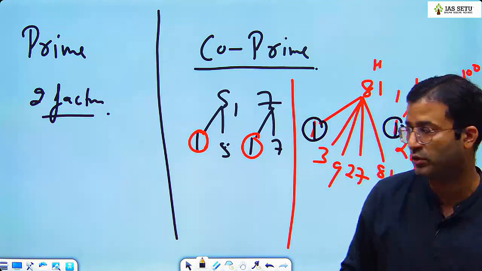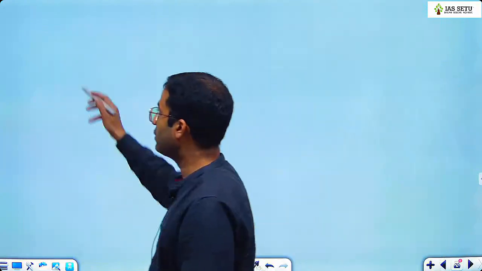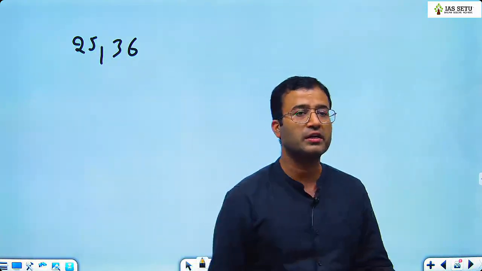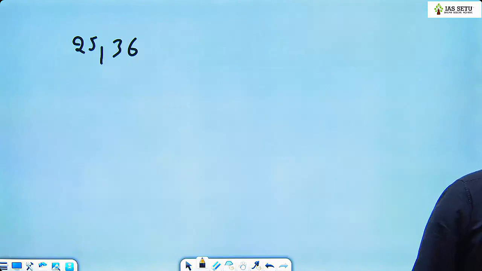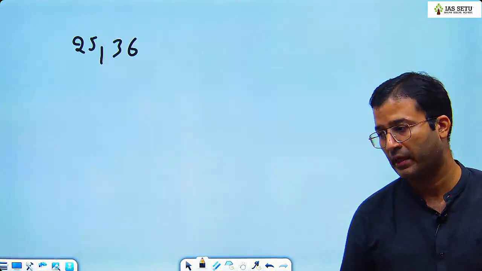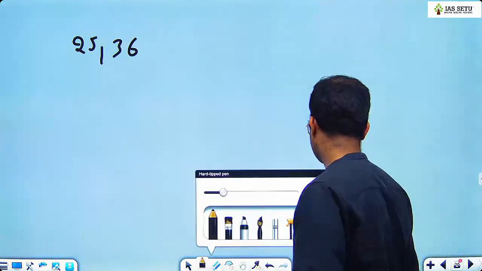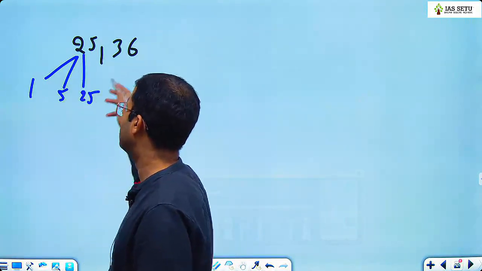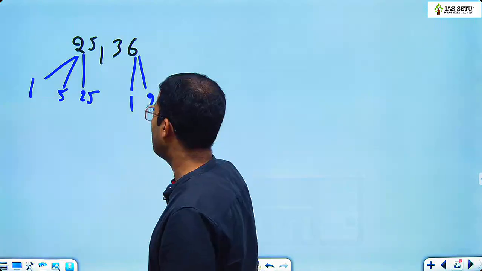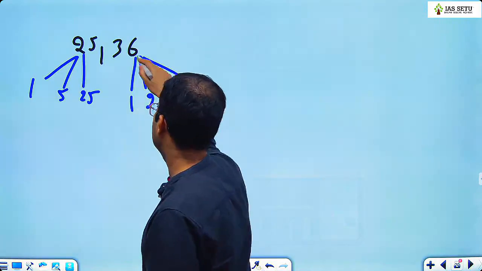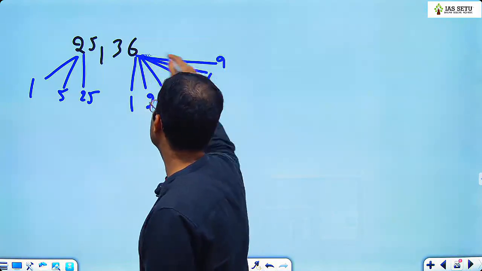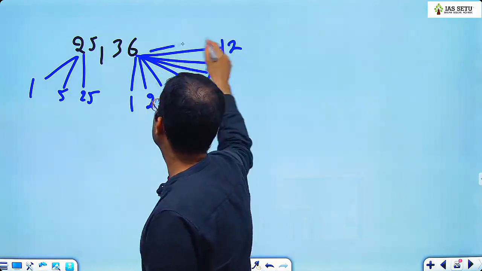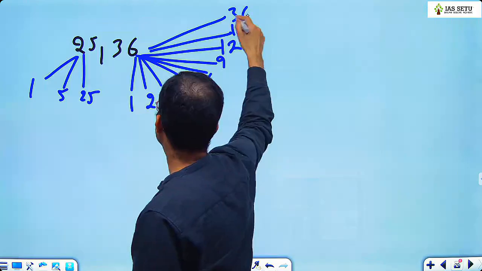Now we will check some other question. We check 25 and 36. Now you check if 25 and 36 are co-prime or not. Check the factors of 25. What are the factors of 25? 1, 5, 25. What are the factors of 36? 1, 2, 3, 4, 6, 9, 12 was left out too, 12, 18, 36.